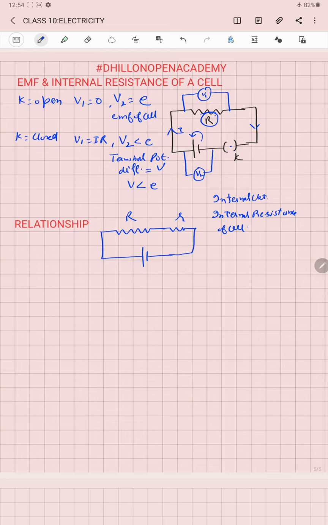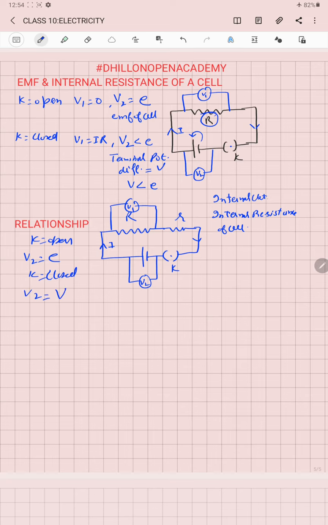So in this case, if the battery is present in an open circuit, then the voltage measured will be called the open circuit voltage. When the key is open, we call it the EMF. But as soon as the voltage is measured when the key is closed and some current is flowing through the circuit, in that case the voltage, labeled V, is the terminal potential difference.